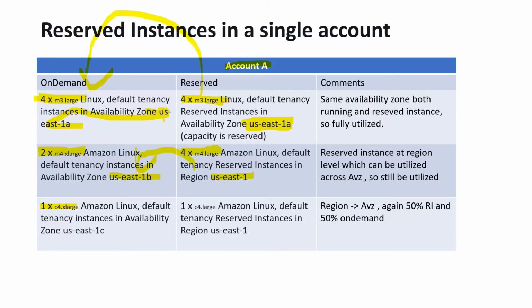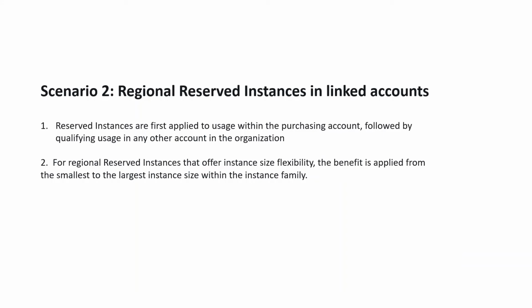And there is one C4.large, but here you have one C4.xlarge. As per the normalization factor, 2 C4.large is equivalent to 1 C4.xlarge, but here we have only 1 C4.large. So what happens? 50% would be counted as reserved, and the rest of the 50% will be on demand. So this scenario will emphasize a couple of points.